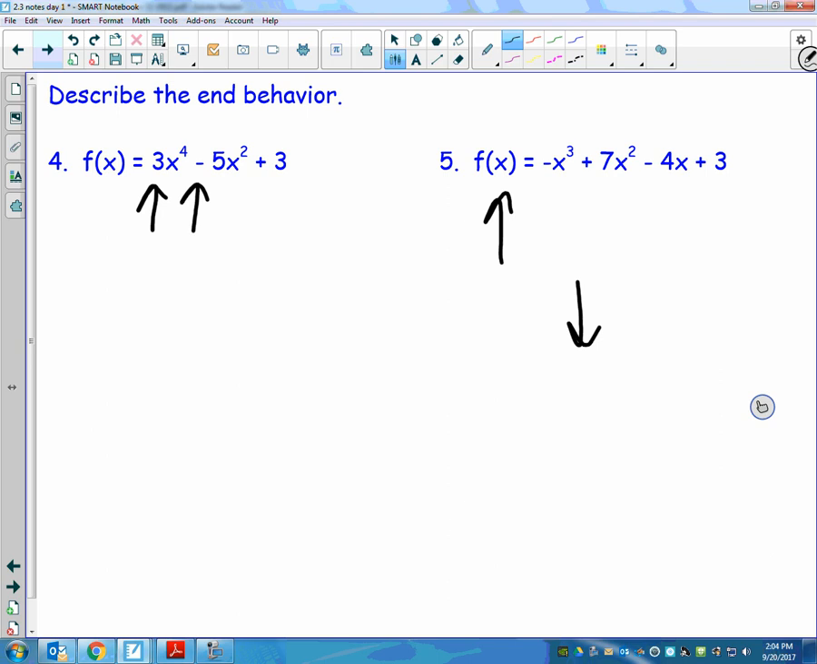Wait, for the first one, the coefficient was 3. Yes, but the even or odd is the exponent, right? It's what is the highest exponent for even or odd. The leading coefficient is all about whether it's just positive or negative.